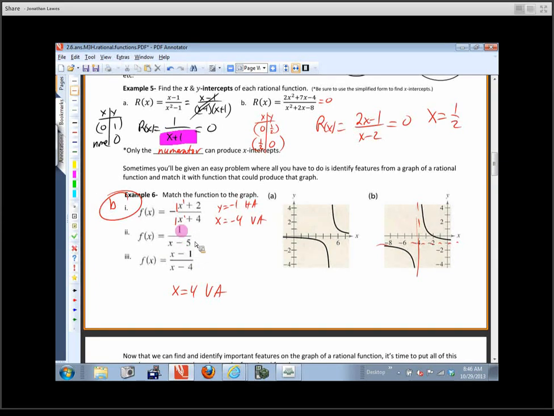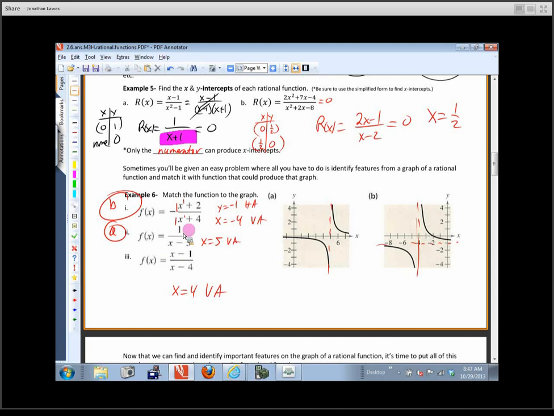Where does this one have a vertical asymptote? X equals 5. That would be our vertical asymptote. Here's a vertical asymptote of 5. There's nothing else to choose from, so this one's got to be A. This one right here's got to be A. But let's double check and make sure.